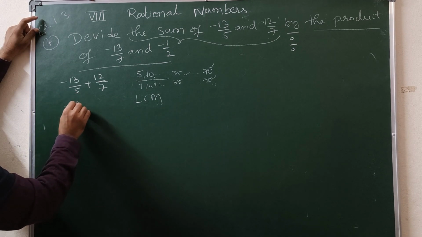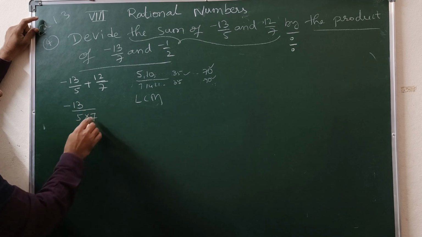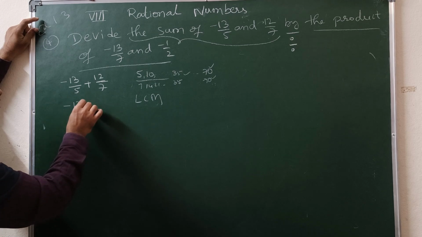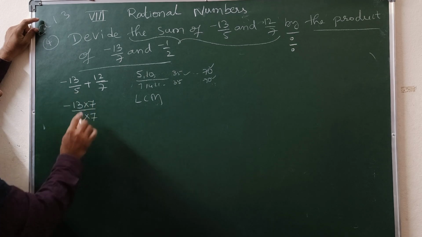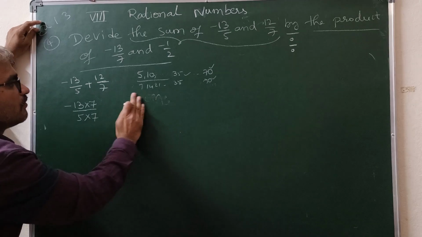So the first number is minus 13 by 5. We have to multiply here by 7. Whenever you multiply the denominator, we must multiply the numerator also, so that the value of the fraction won't change.